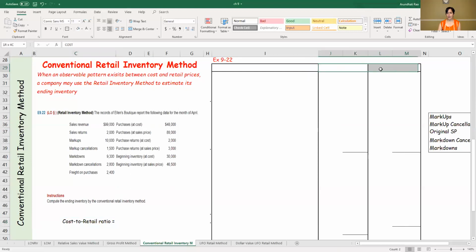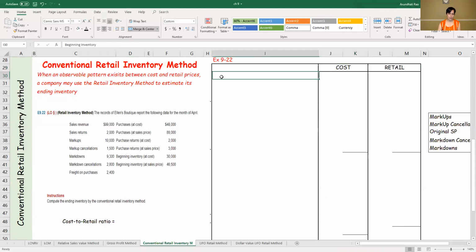So I'm going to have two columns over here, and these two columns are going to be my cost and retail columns, and I'm going to see where I'm going to place each item. We always start with beginning inventory. So the beginning inventory, I've been told that cost is $30,000. That number is given to me. And the retail value is basically saying, I think I can sell it for $46,500.